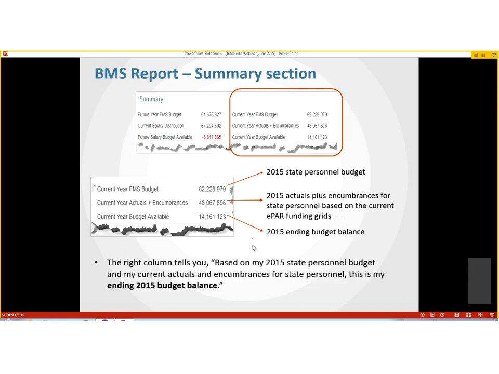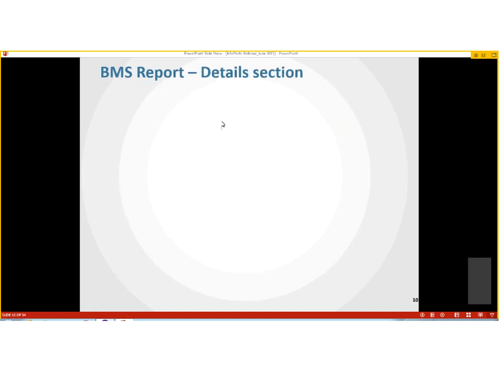So this, in a nutshell, would be telling you, based on your 2015 state personnel budget and your current actuals and encumbrances for state personnel, this is where you're going to be sitting at the end of the year for your budget balance for state personnel. All right, so logic is the same on both of those columns. It's just the left column is projecting 2016, the future year. The right column is projecting current year 2015.